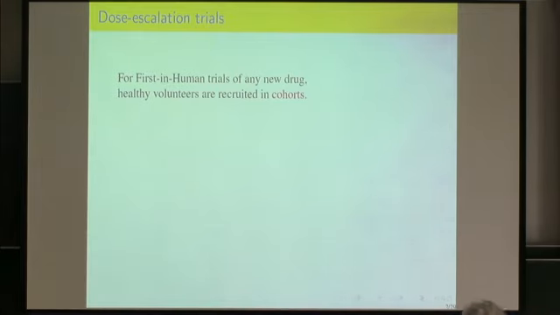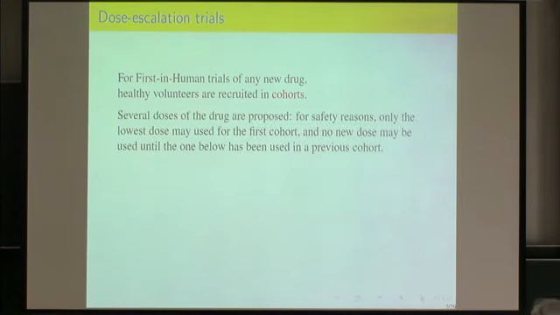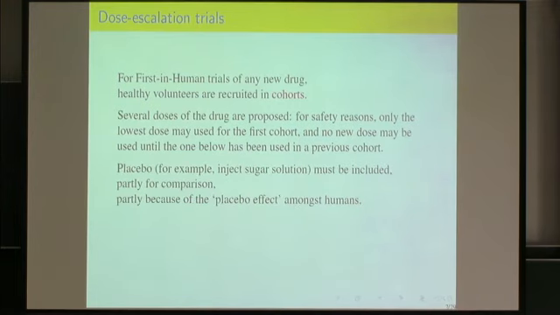Okay, so Radoslav's told you a bit about this. As I say, I'm not an expert. I got involved in this when the Royal Statistical Society set up a working party to look into a trial that went wrong. So we're talking about first-in-human trials, and what you do is you recruit healthy volunteers in cohorts. And you're proposing several doses of the drug, and for safety reasons you don't try higher doses before lower doses, and you always have placebo, partly because of the way humans react to the fact they're getting something.